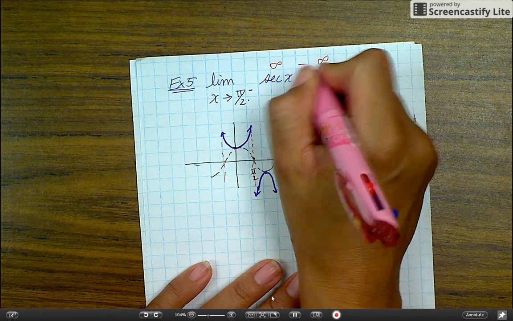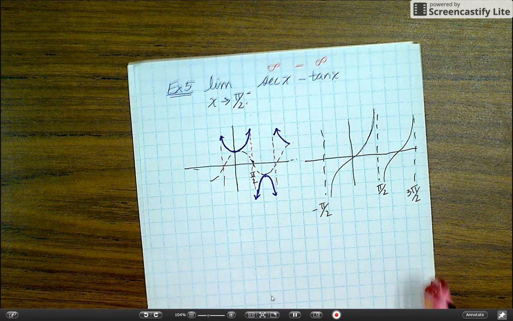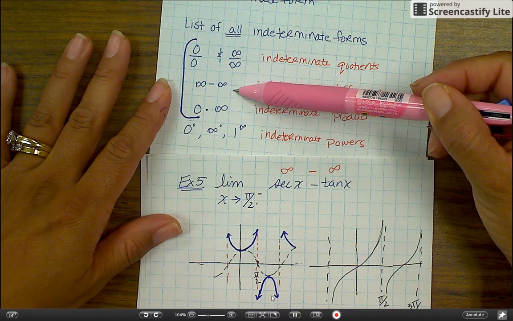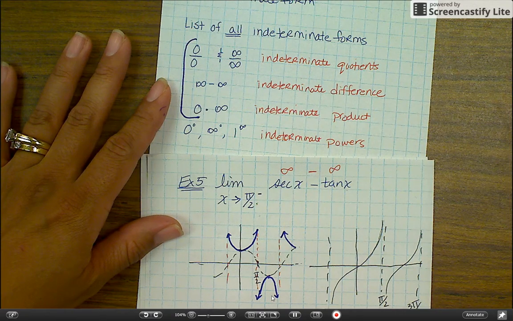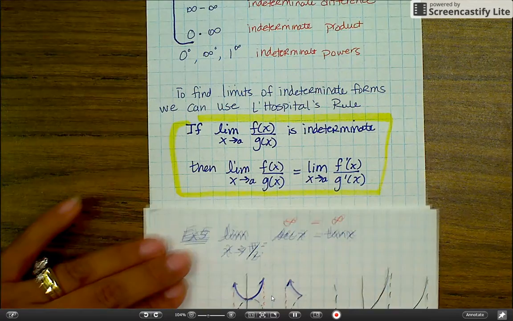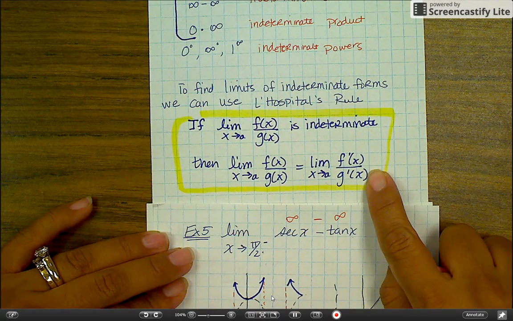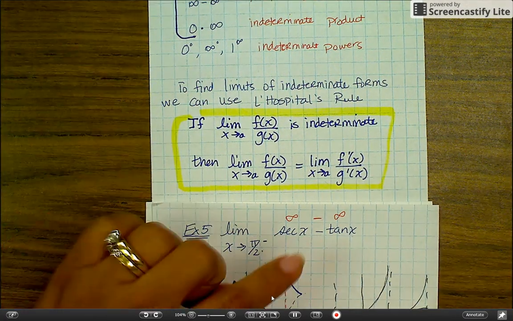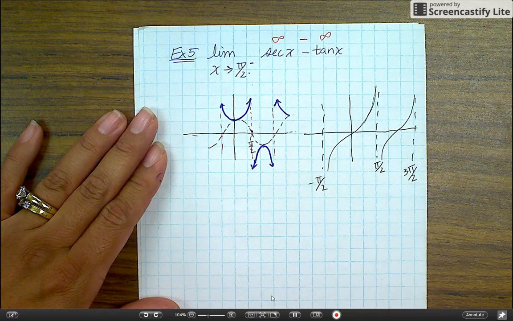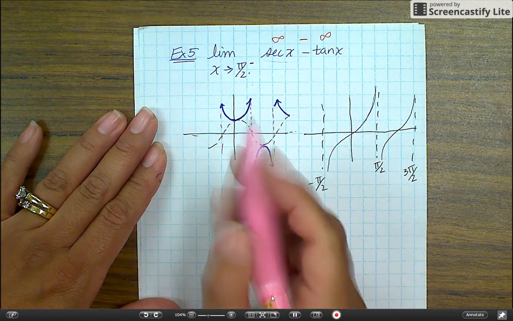So what do we have? Infinity minus infinity. And let's go through my list. And that is right there. It's indeterminate difference. So that means that we get to apply L'Hopital's rule. But again, L'Hopital's rule, we have to use, it has to be in a fraction. So I need to get this in fraction form. So here we go. Luckily, we know what these are in fraction form.